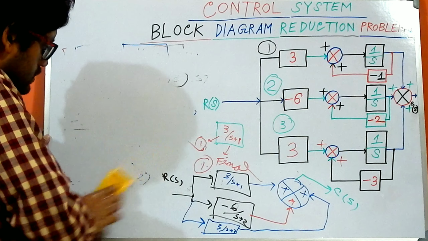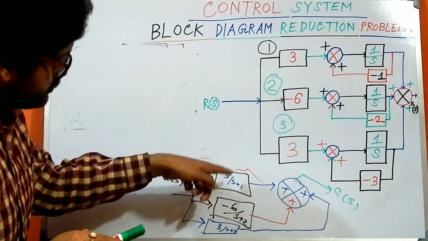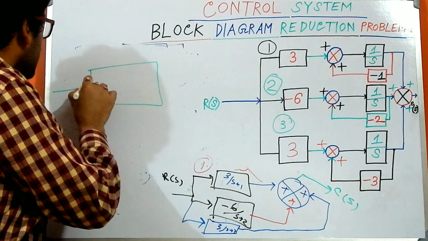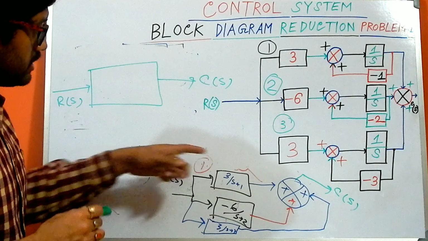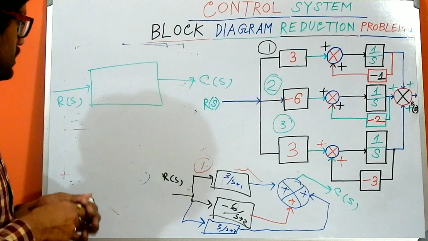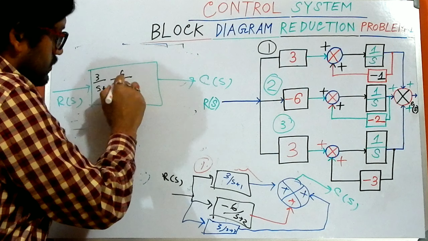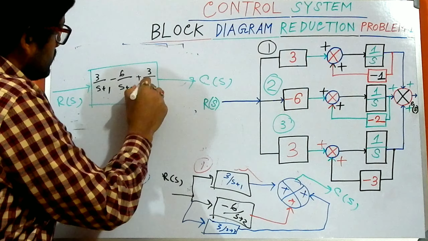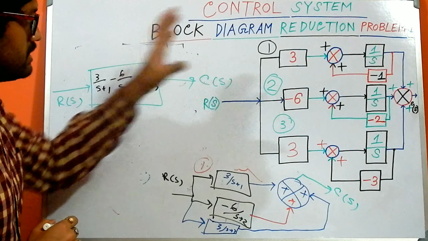So which one is my final block? The final block will be very simple and easy, which is given over here. So all these three blocks make a summation at the summing point. So the final block will be this one. This one is our RS, which is my input in S domain, and on the output side this is our CS. And all these responses are summed over here, so this plus this and this, which is my final answer, which is nothing but 3 divided by S plus 1 minus 6 divided by S plus 2, and lastly 3 divided by S plus 3. Okay, so this is my final block diagram or final block result for this problem 1.